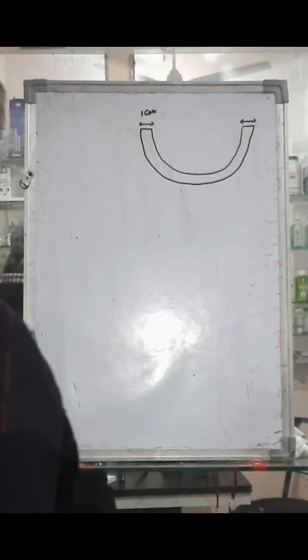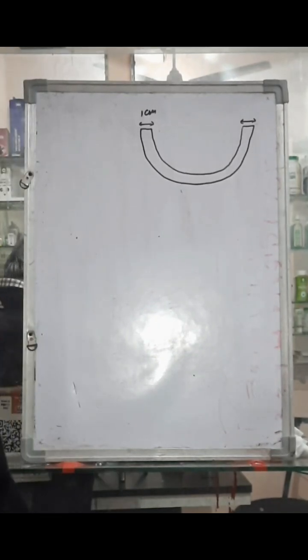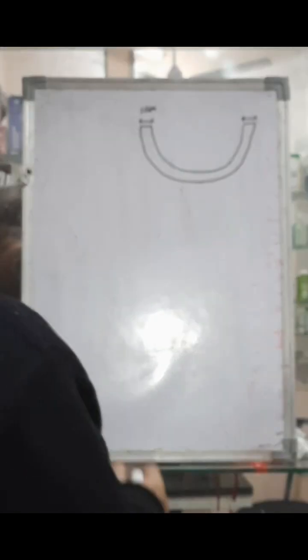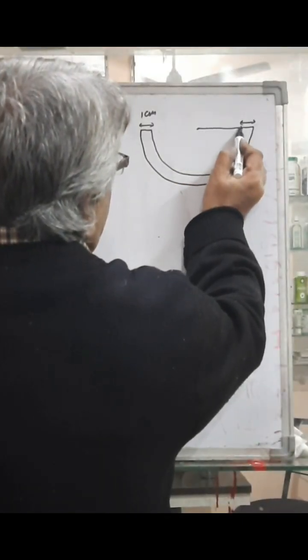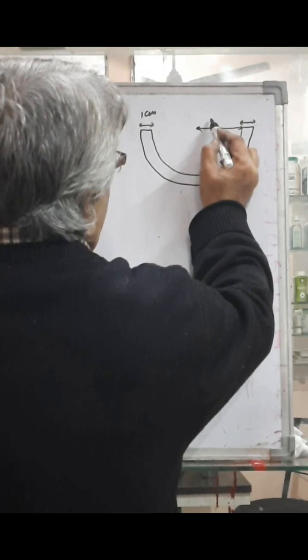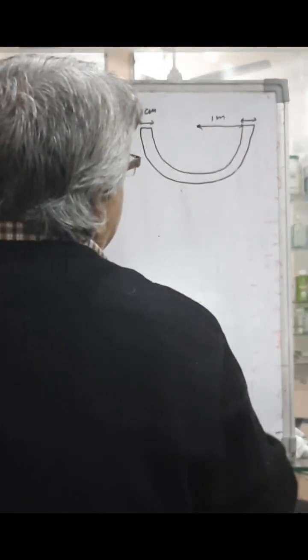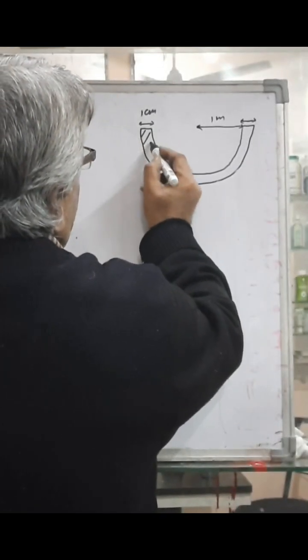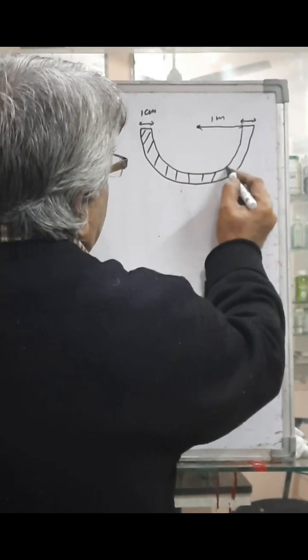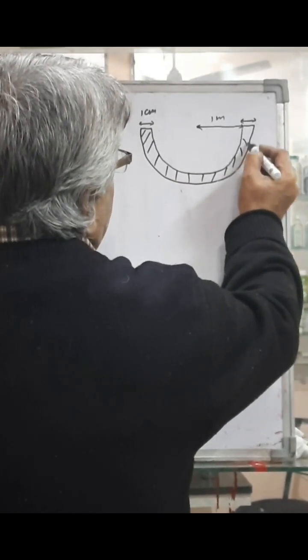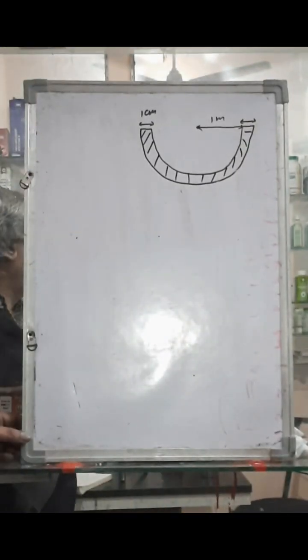Further, if the inner radius is 1 meter, then find the volume of this iron sheet of which the tank is made up of.